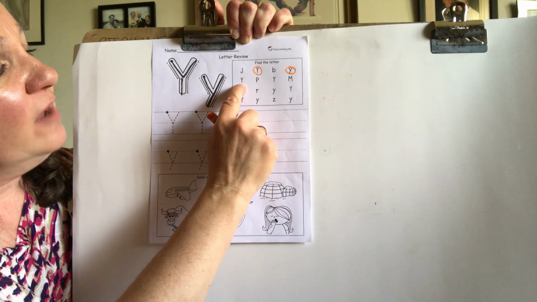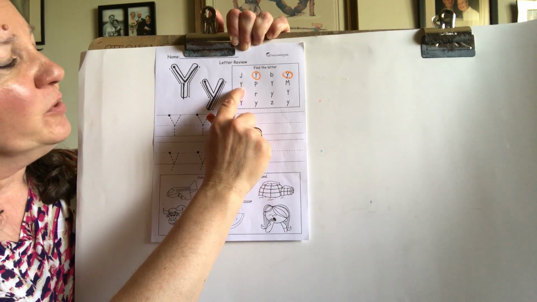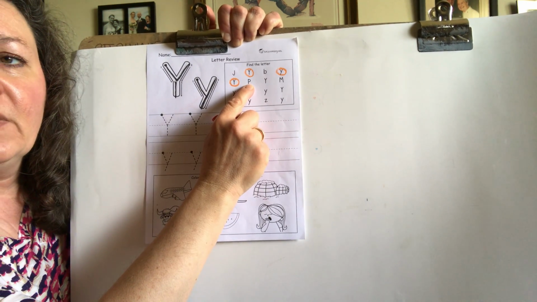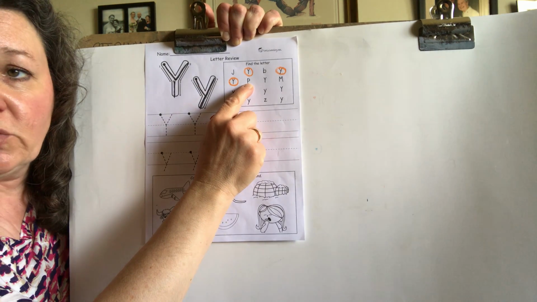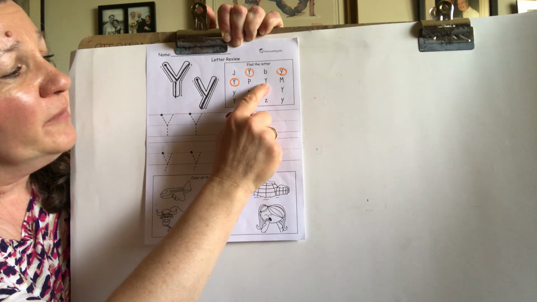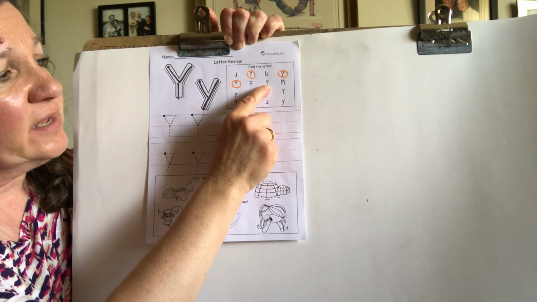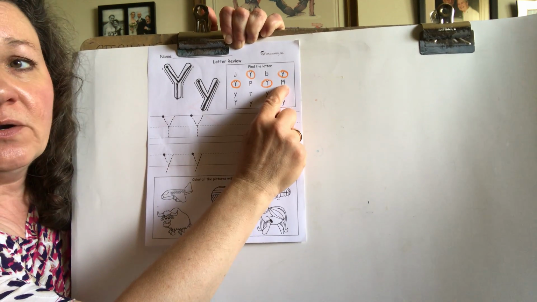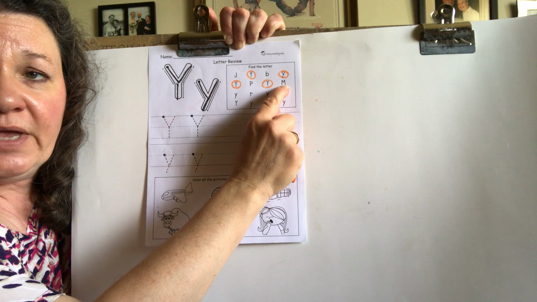The next row, we have what letter? That's our capital Y. Let's circle that one. And what is this letter? That's our capital P. Should we circle that? No. How about this one? Yes, that's our capital Y. Let's circle that one. And do you remember that last letter? That's an M. Should we circle the M?